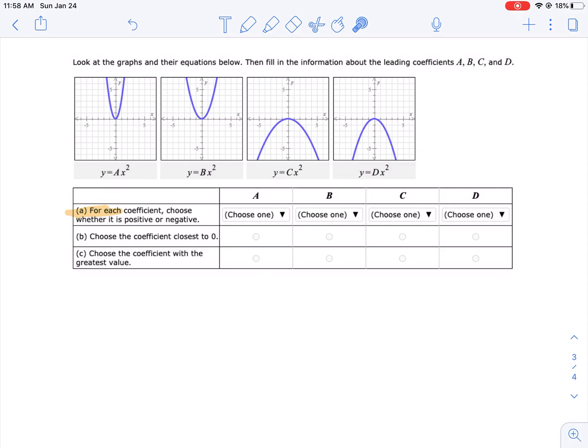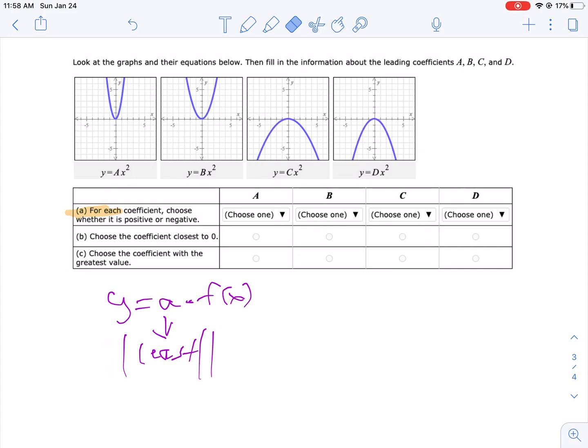Now, which is the coefficient closest to 0? Once again, we're looking at y equals a times f of x. The one that's closest to 0 is going to have the a value that's the greatest, or I should say the least. It's going to be the widest. So this will be the least value. So I'm looking at the one that is closest to 0. Now when I say least, I mean the absolute value of that.